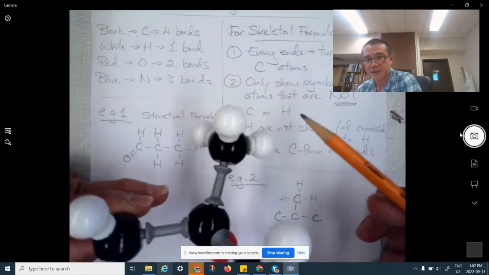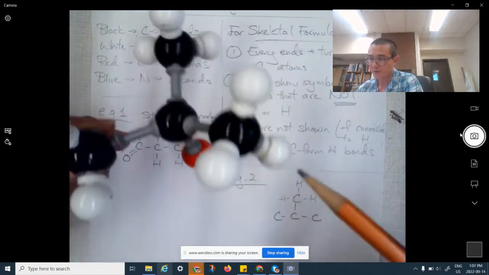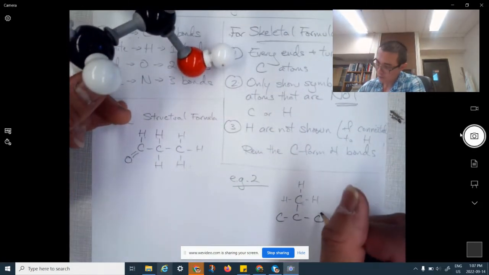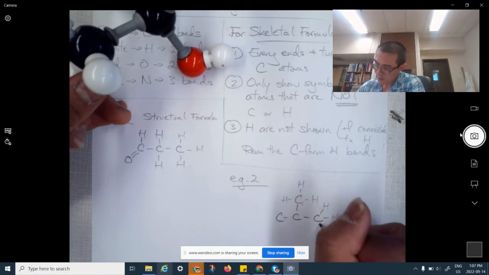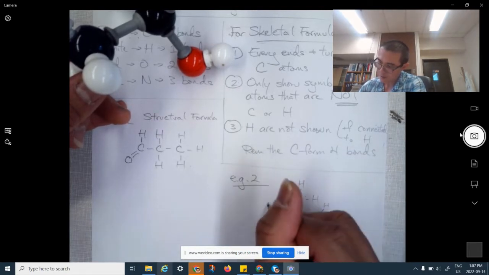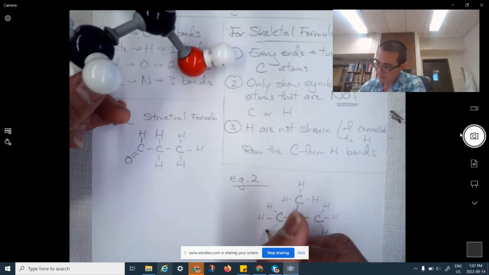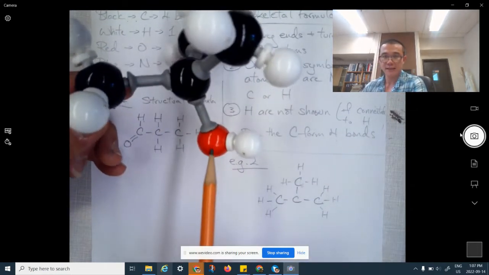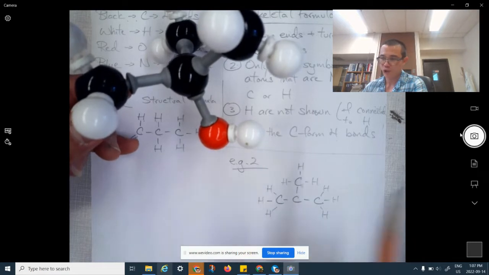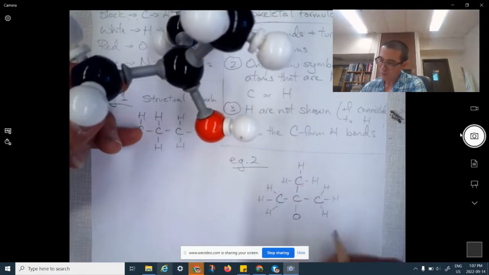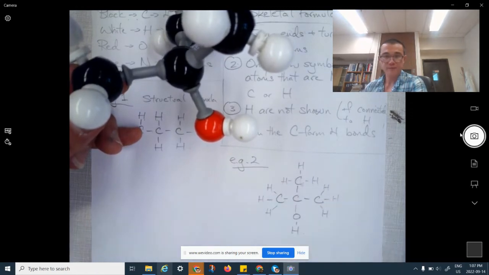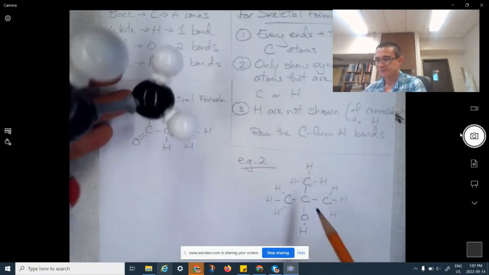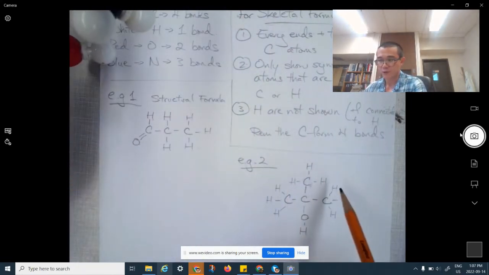Each of these carbons is connected to 3 hydrogens. So in this case, this one has 3 hydrogens, this one has 3 hydrogens, this one also has 3 hydrogens. Now the carbon in the middle is connected to an O and connected to an H. So O and H. Okay, so this is how this molecule will look in a structural formula.